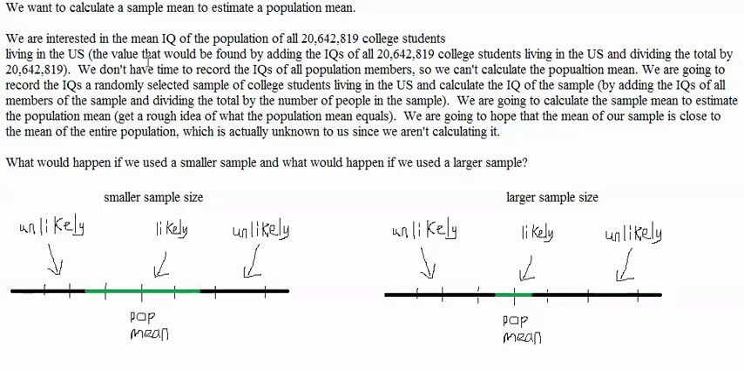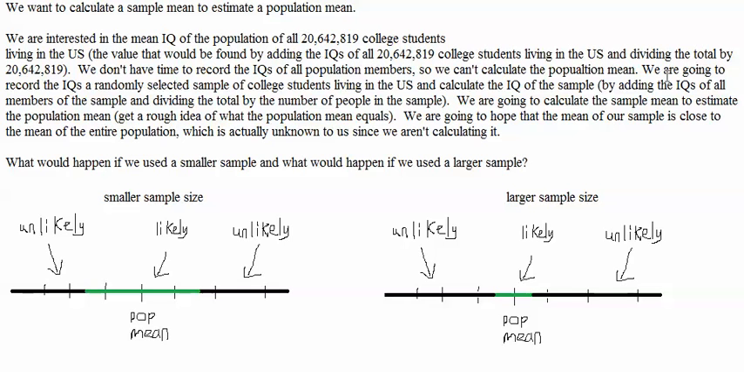So we don't have time to record the IQs of all population members because you see it's a pretty large number. So we can't actually calculate the population mean. In order to calculate the population mean, we would have to actually have all of these IQs recorded so that we could actually average them. But we don't have time to record all of those IQs from all population members because it would take too long, or it would be too expensive, or it wouldn't be possible.